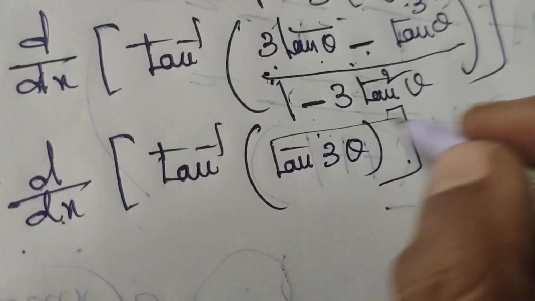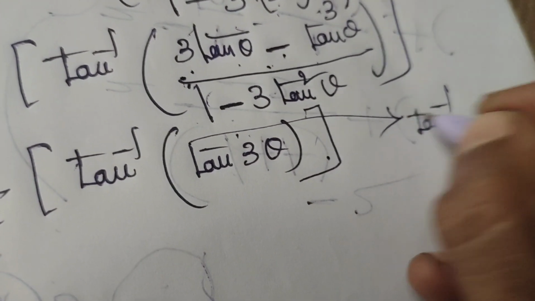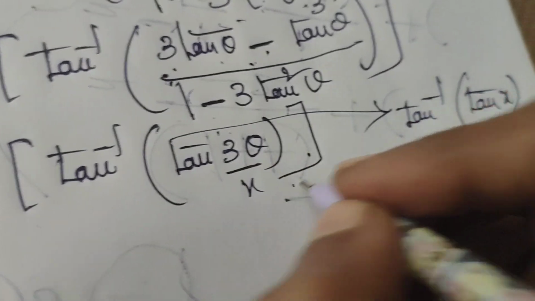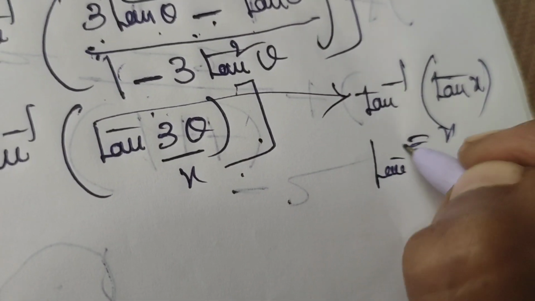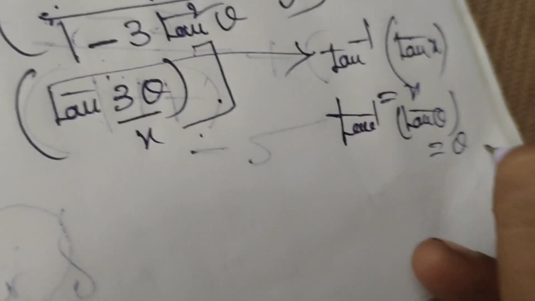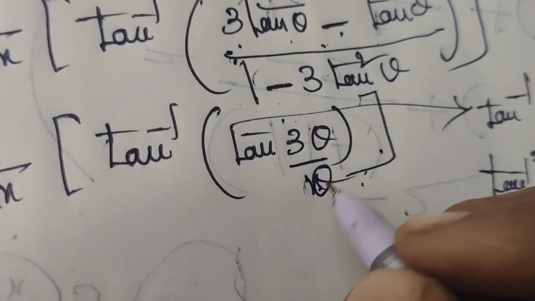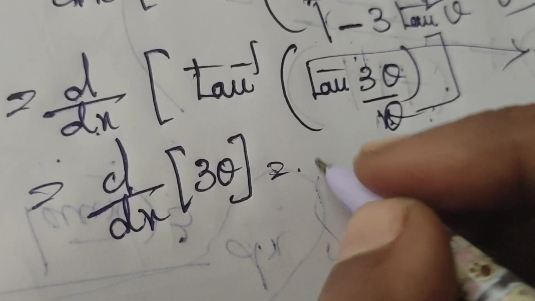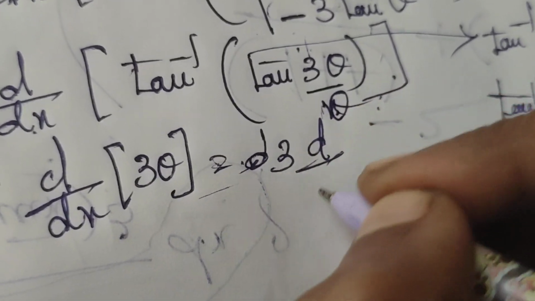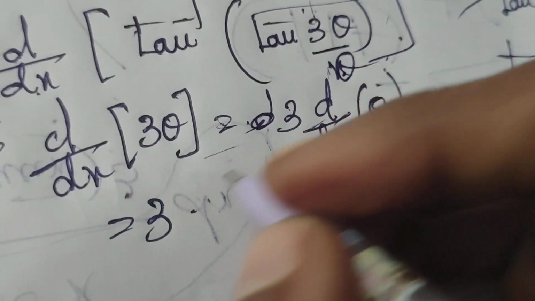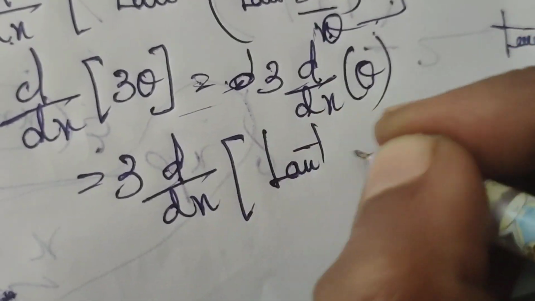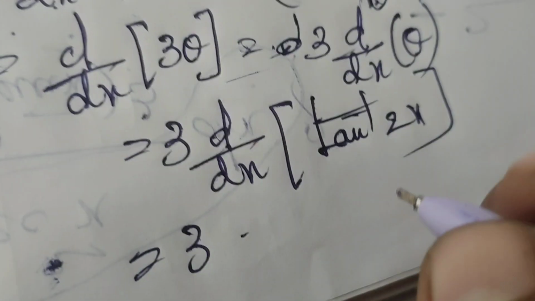Okay, again according to the inverse trigonometric formula, tan inverse of tan x means x, but in place of x, 3 theta is there. Also applying the formula, tan inverse of tan theta is theta, in place of theta, 3 theta is there. Therefore, here write d by dx of 3 theta. Okay, 3 is the constant, d by dx of theta. 3 into d by dx of theta, where theta is our substitution. What is our substitution? Tan inverse 2x.